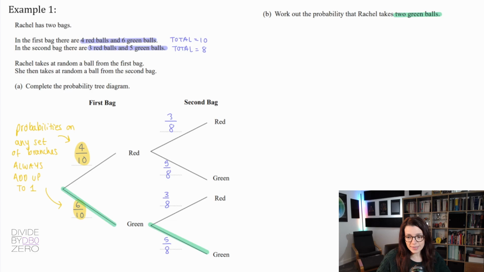And then when you do this, when you look across a tree diagram like this, you multiply the probabilities together. So the probability of getting 2 green balls is going to be 6 out of 10 times 5 out of 8. And that gives you 30 out of 80 for your final answer.